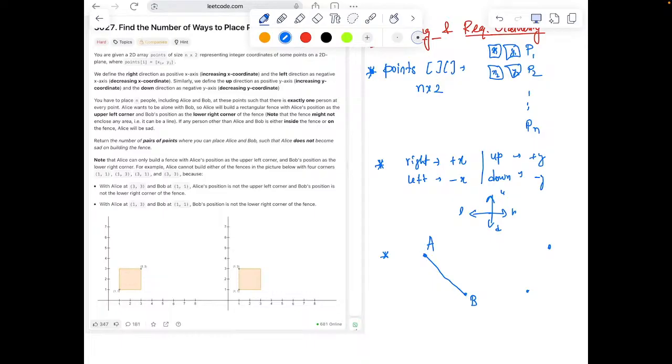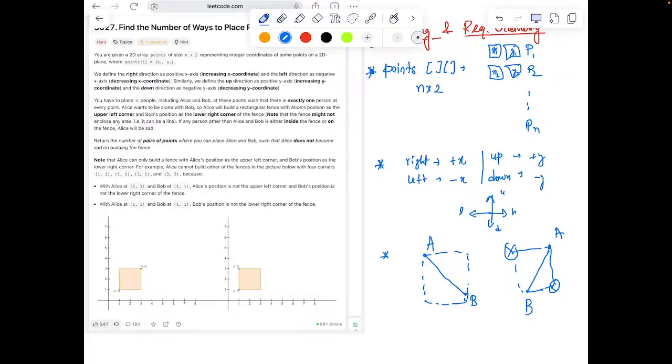okay, is it possible that this is the left side of the rectangle? If it is the upper left of the rectangle, what does it mean? So let's say, sorry, Bob is here, Alice is here. This case is a valid case because you see, Alice is at upper left, right, and Bob is at lower right. But if I create a rectangle here, you'll see that Alice is not at the top left, and Bob is also not at the bottom right. So this is the case.